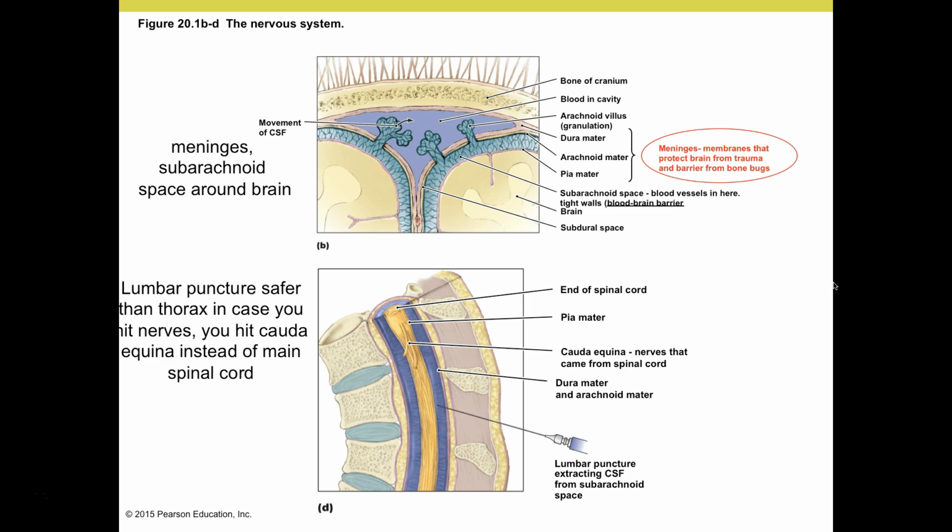Here we have a look into your brain and also into the lumbar section. And as you know, we have the meninges, which is the part that protects the brain from trauma and is a barrier from bone, which is known also as the blood-brain barrier. And it extends all the way down to your spinal cord.